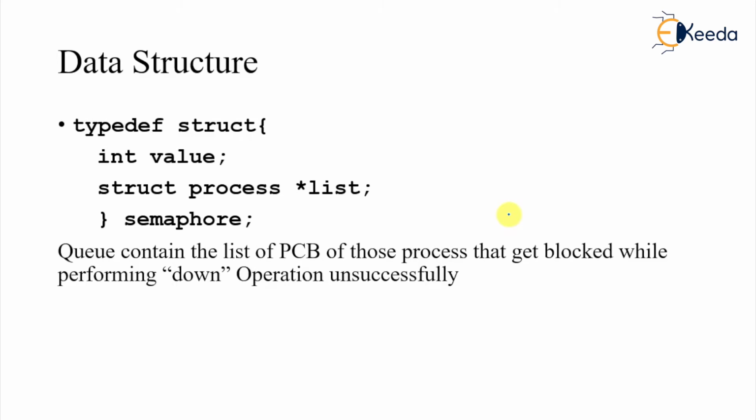Data structure. Okay, so how about the implementation part? The data structure for the semaphore has an integer value. And this is the data structure for what? Let me write very clearly over here that it is for the counting semaphore. So this is for the counting semaphore, an integer value, and we have a struct process list. Okay, and we are maintaining a list of the PCBs of those processes that get blocked while performing the down operation unsuccessfully.